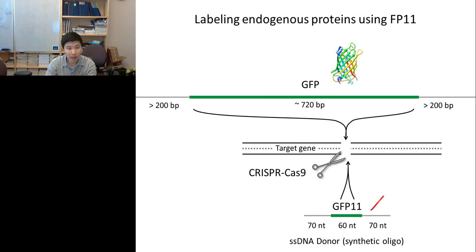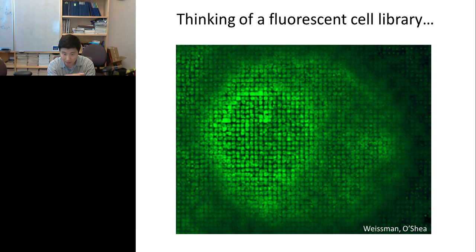For the knock-in, we've been collaborating with the Jonathan Weissman lab, partly inspired by the work done by Jonathan Weissman and Erin O'Shea more than 10 years ago of making a fluorescent yeast library. This library has a collection of more than 2,000 yeast strains, each strain with an endogenous protein tagged by GFP. The important thing in this case is that it becomes a very powerful discovery tool.